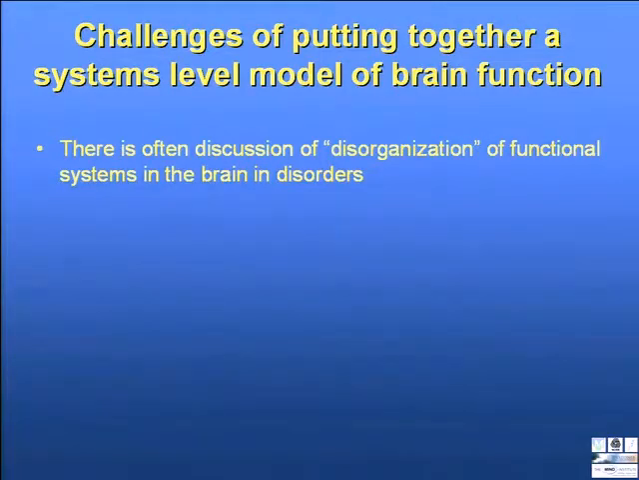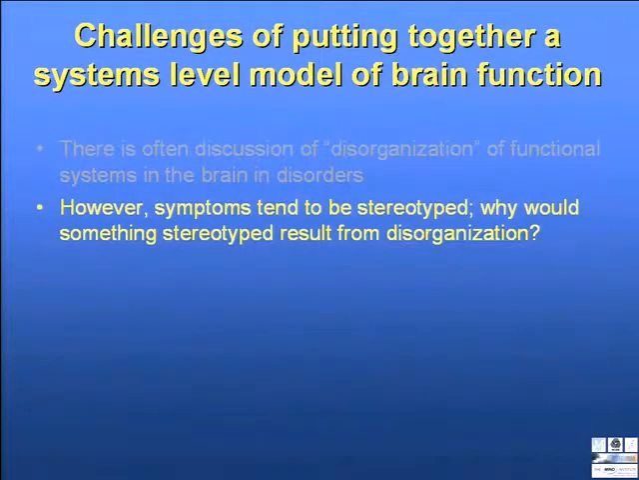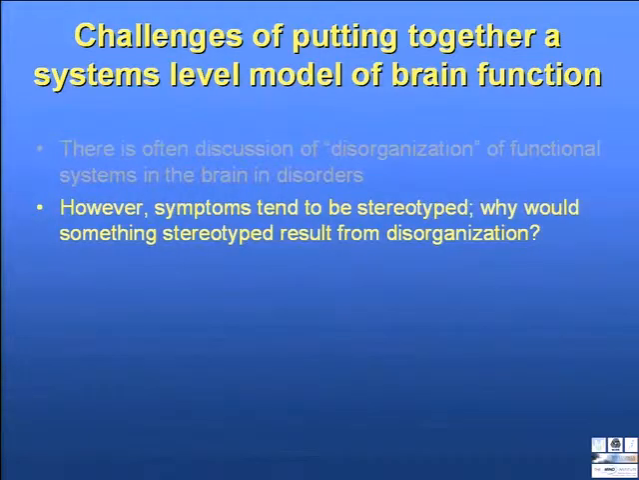In terms of mechanism in models, quite often there's a discussion that the system is disorganized, and you get this disorder because the system's not functioning properly. My question is, if symptoms are stereotyped, if you can define something as a symptom, there's something about it that makes us call it that symptom. Later I'll be talking about the movement disorder dystonia, which is very stereotyped and is a perfect example of this. So why would something stereotyped result from disorganization?